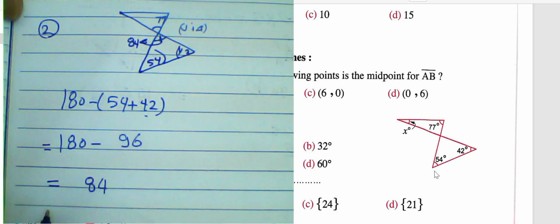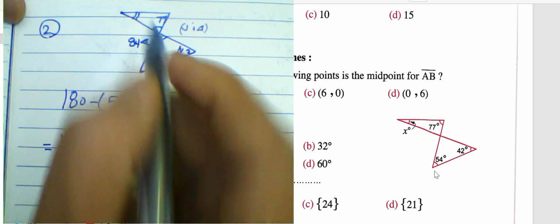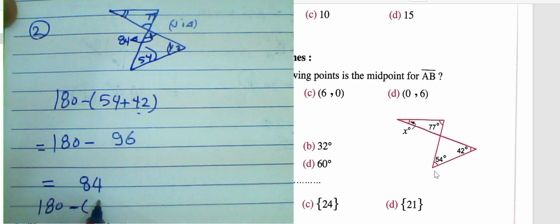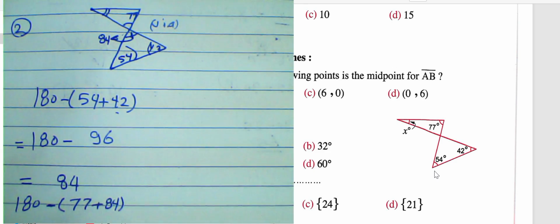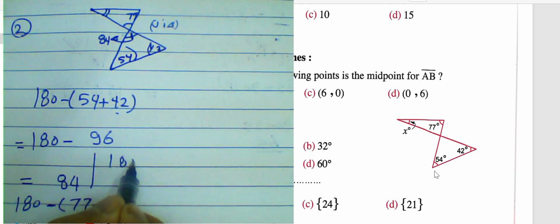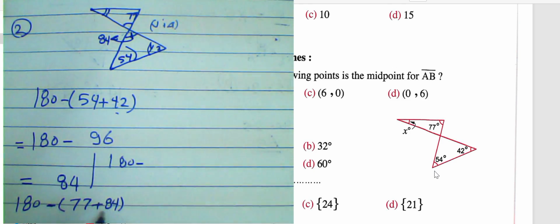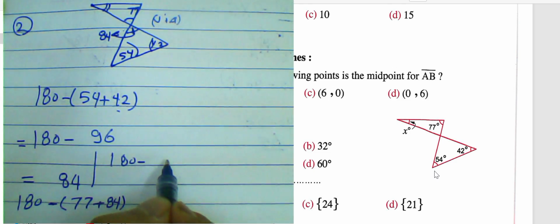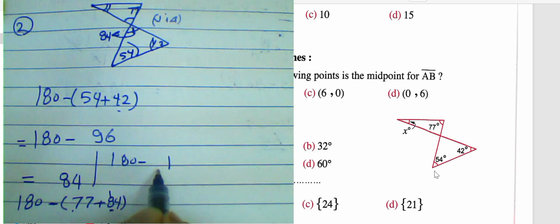Then the measure of this angle, we can write 180 subtract by the sum of two angles 77 and 84. So 180 we can write it subtract by 77 and 84. 7 plus 4 equals 11, 1 and carry 1. 9 plus 7 equals 16.